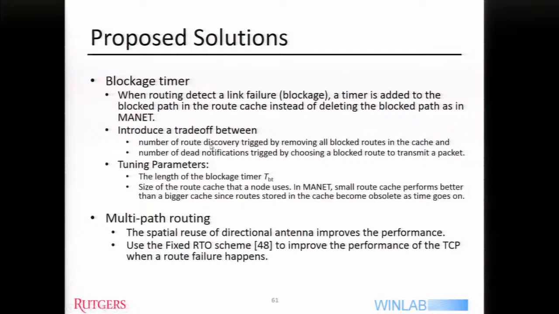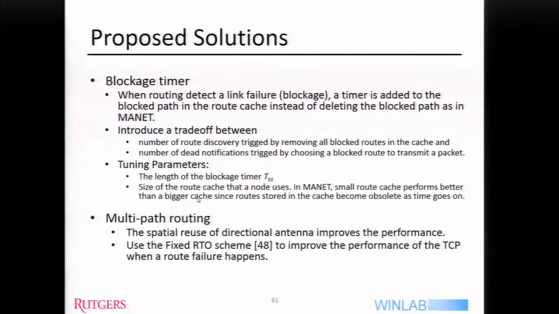So actually, the blockage timer will introduce a trade-off in how many route discoveries are triggered, because we do not delete the route in the cache. The other thing is, if we set the blockage timer very short, we are kind of trying to use a route that is blocked, which is also not good. So this is why we need some analysis of the average blockage time, so we can set the length of the blockage timer to be around the average blockage time.